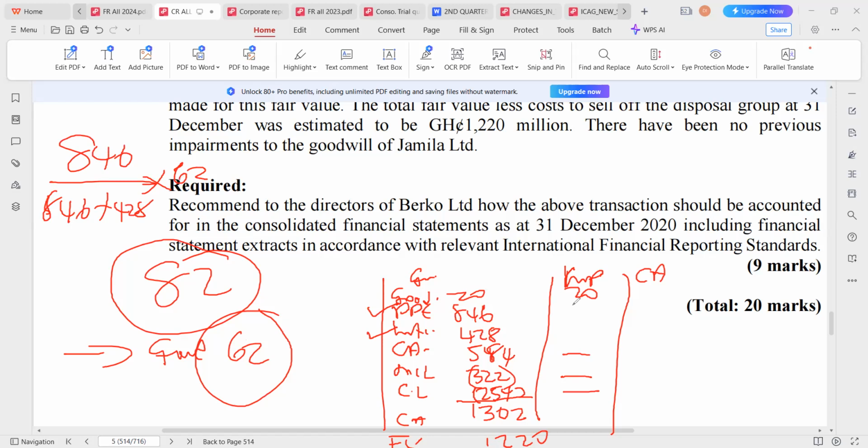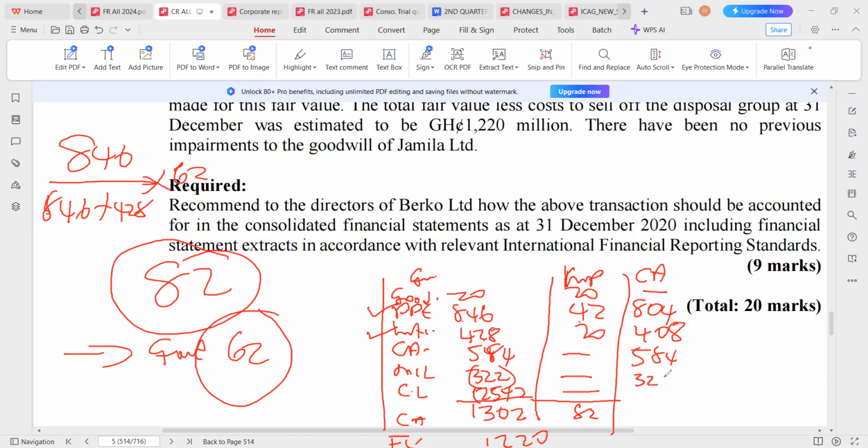42 for the first one. This one is 42, the other one will be what? 20, the balance. If you sum them up, you get your total impairment of 82. Then you now find the carrying amount after impairment. Goodwill will be dash. 846 minus 42, you get 804. 428 minus 20, you get 408. The rest you copy them.